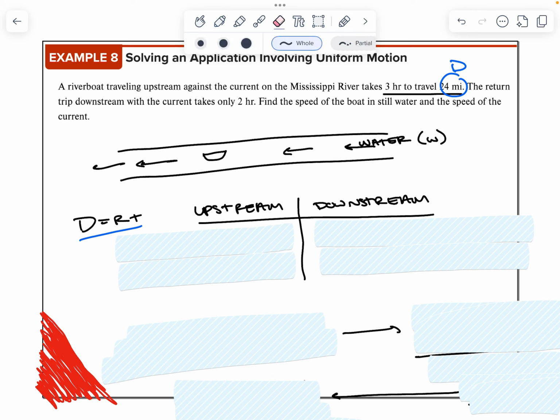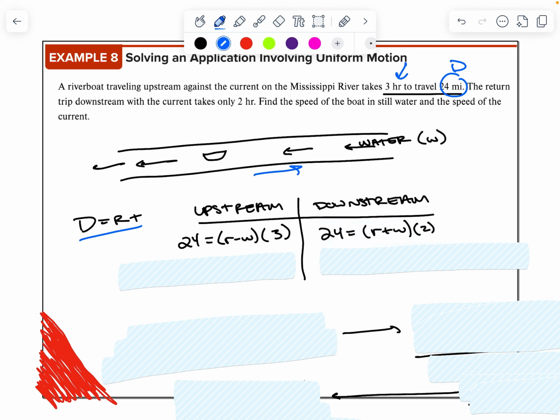All right, when traveling upstream, I'm just trying to put together distance equals rate times time, right? So distance equals 24. The rate going upstream, he's going to be going slower upstream, is going to be his boat speed minus the water speed. And the time is 3. It says it takes him 3 hours upstream. All right, downstream, the same process. We know our distance is 24. Our speed is going to be our rate, R, plus the water, right? He's going faster. And it says it takes him 2 hours. That's our time.